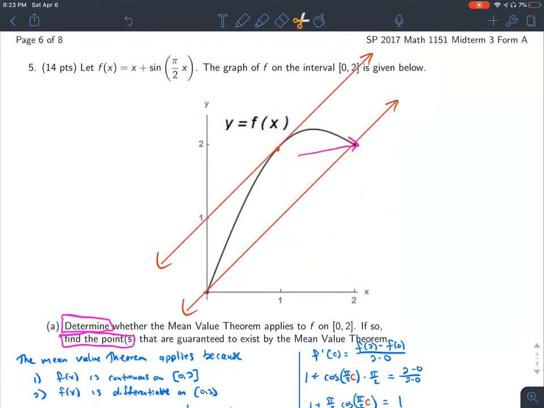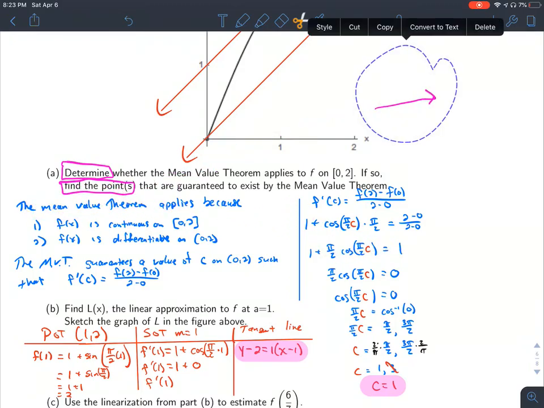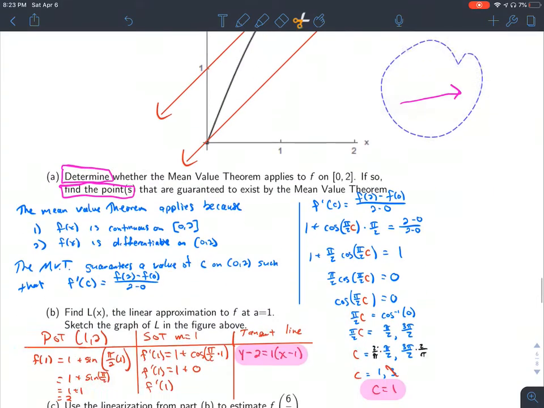We can see from the graph f of 2 is 2, f of 0 is 0. That's why this is 2 minus 0, we end up with 1. So essentially this question's asking, is there a place on this graph where the tangent line to the curve would have a slope of 1?